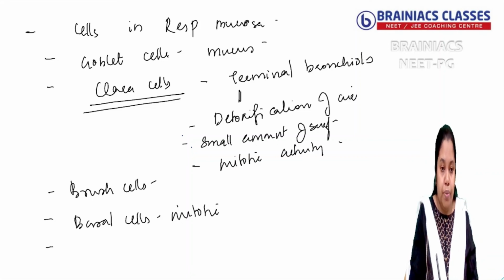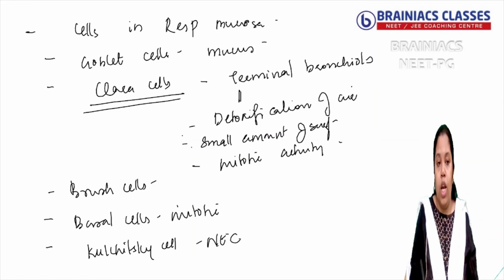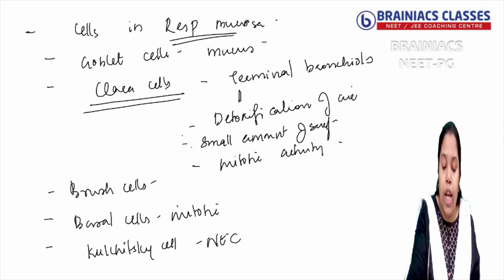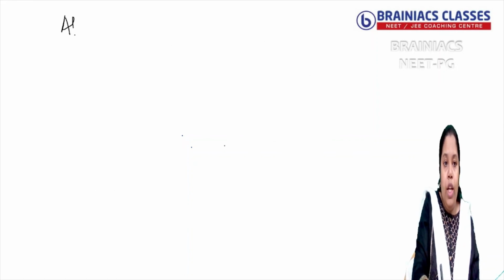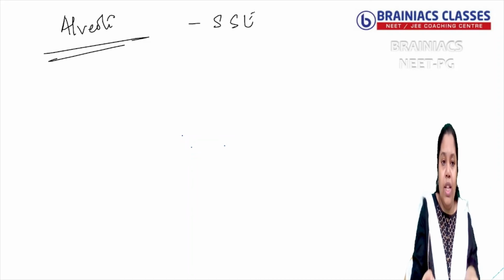Okay, then you have the Kulchitsky cells. These are nothing but the neuroendocrine cells that are present in the respiratory mucosa, up to the level of the terminal bronchioles. Now, if you take the alveoli, the structure is entirely different, because we know it is squamous epithelium. Now, what are the cells that are present in the alveolar mucosa?